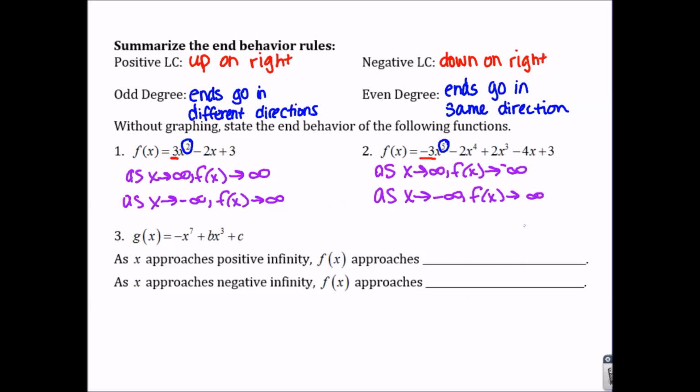Now, we can also write the end behavior in words. If I have an equation, g of x equals negative x to the 7th plus bx cubed plus c, it doesn't matter what b and c are, we can fill in the blanks to this written version of the end behavior. We know that the leading coefficient is negative. That means it's going down on the right. And remember, the right side is the positive infinity side. So it's going down. So f of x approaches negative infinity. Then we have an odd degree, which means that the other side is going in the opposite direction. So as x approaches negative infinity on the left, f of x is approaching positive infinity.